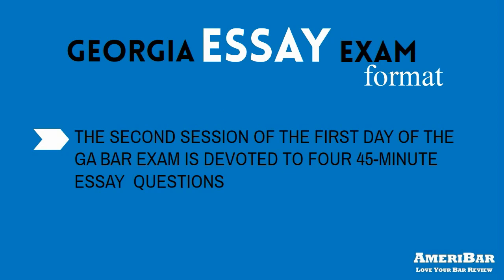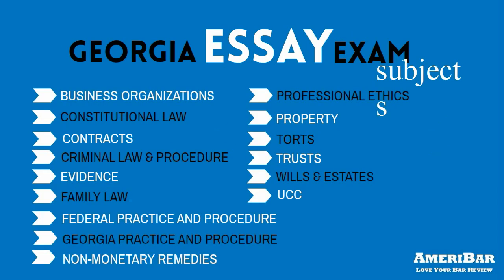The second session of the first day of the Georgia Bar Exam is devoted to 4 45-minute essay questions. The 4 essay questions may test business organizations, constitutional law, contracts, criminal law and procedure, and evidence. They may also test family law, federal practice and procedure, Georgia practice and procedure, non-monetary remedies, professional ethics, property, torts, trusts, wills, and estates, and the Uniform Commercial Code, including Articles 2, 3, and 9. The essay questions usually have multiple subparts with well-defined issues.